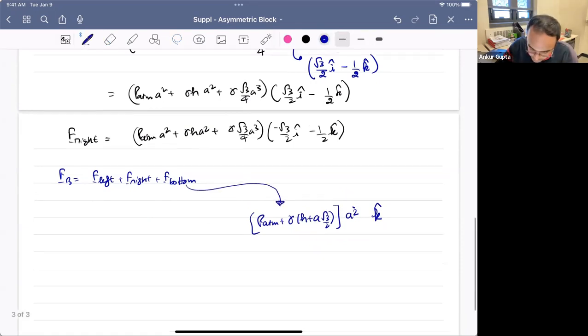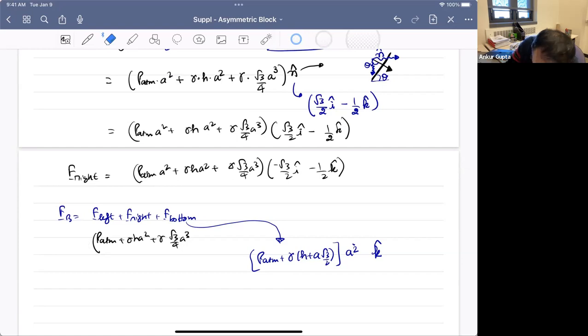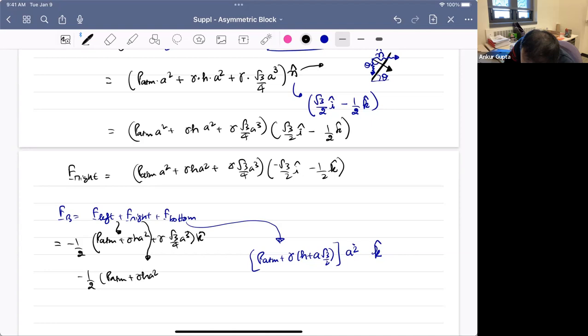Then from this part, I get P_atm from the left: P_atm plus gamma H A squared plus gamma root 3 by 4 A cubed, into minus half k cap. This part, and then F right will also be the same, right? Minus half P_atm plus gamma H A squared plus gamma root 3 by 4 A cubed k cap. Okay. So three parts, the i side had cancelled out already.